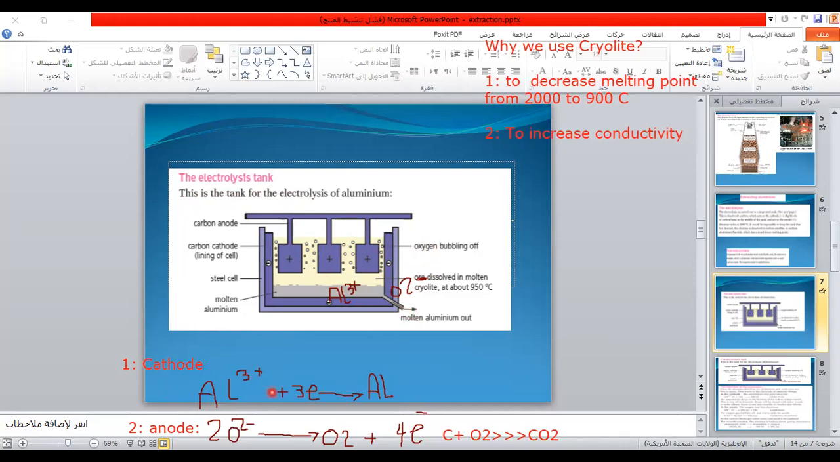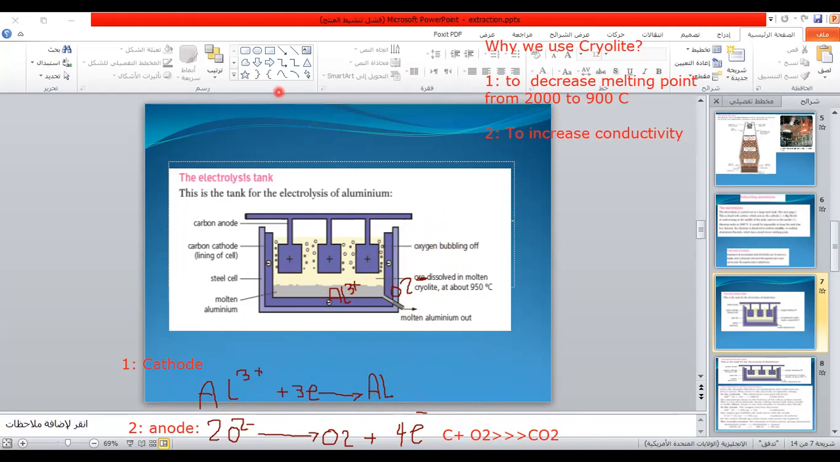Number 1, aluminium 3 positive is attracted to the cathode, which is negative, to gain 3 electrons and form aluminium. Number 2, oxygen, O 2 minus, is attracted to the anode to form oxygen plus 4 electrons. And here we have bubbles of oxygen. It will react with blocks of carbon to form carbon dioxide.